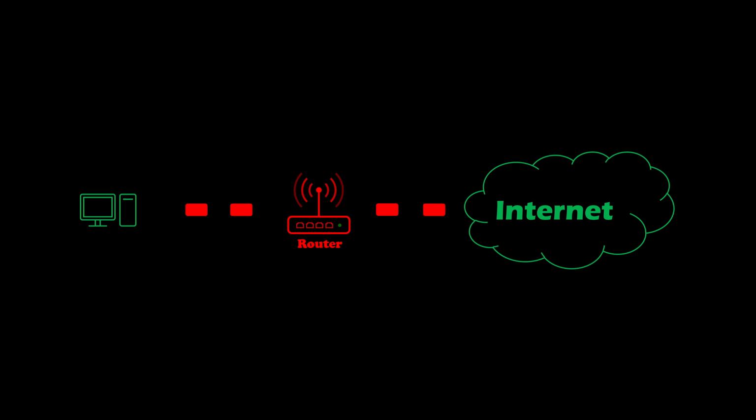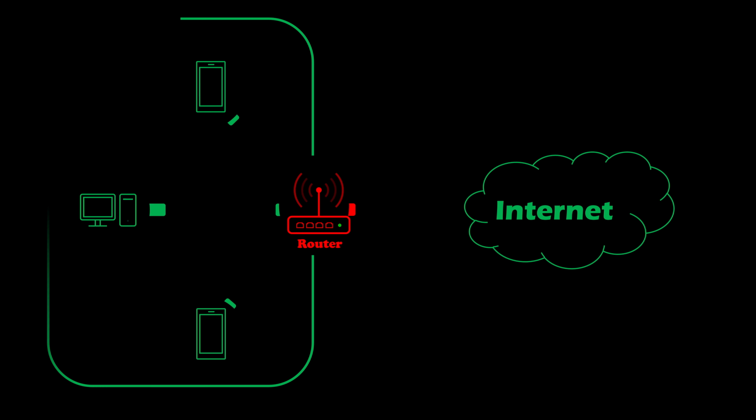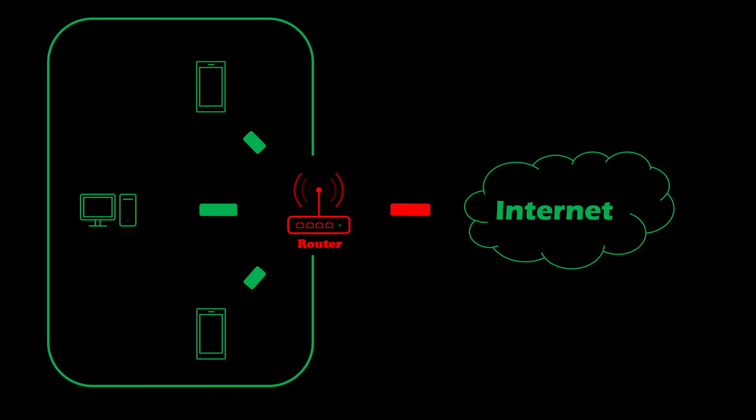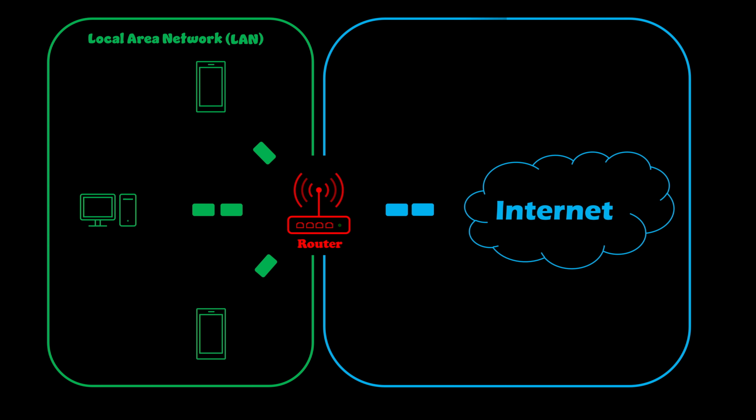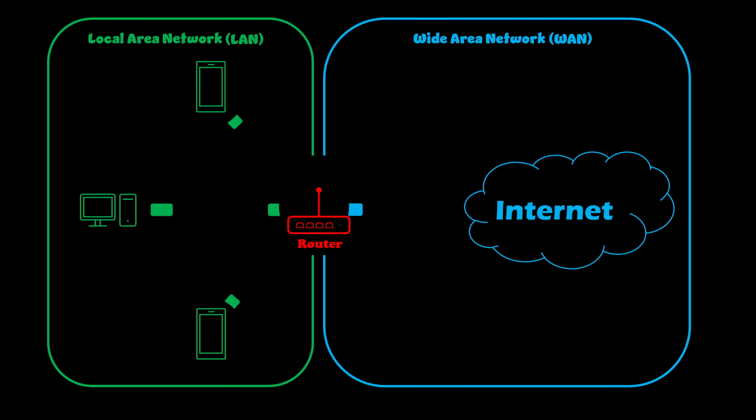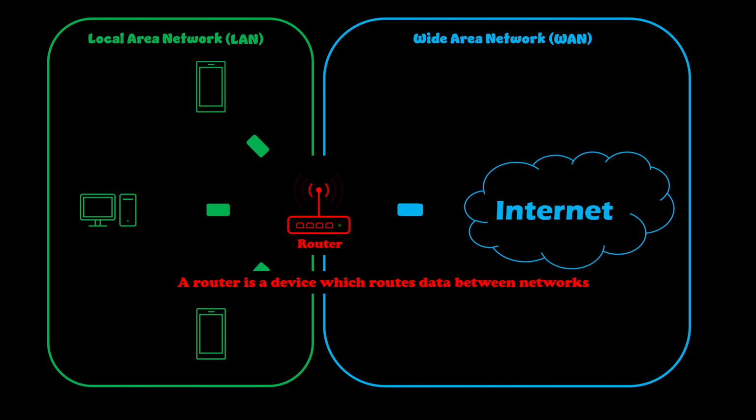Now, a typical house today would have multiple devices, so let's add two phones. These devices, along with the router, can all be referred to as a network. This network is an example of what's called a local area network. Here's another network. This one is an example of a wide area network. A router is a device that routes data between networks. In this example, this router is routing data between these two networks.